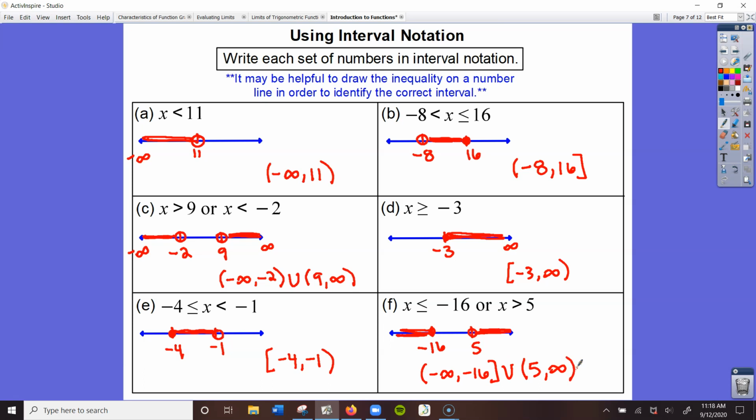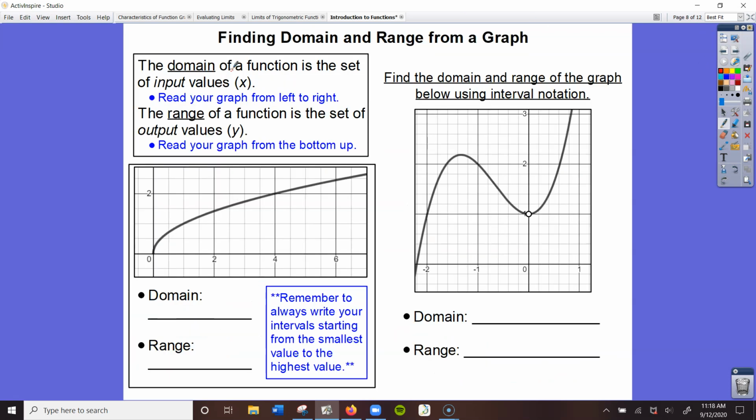Now we're going to actually take a look at some graphs. Keep in mind that the domain represents all of the x values of our function that are included. So we read our graph from left to right in order to determine the domain. The range, however, is a set of all of the y values of your graph. And we always want to write our intervals from smallest value to the greatest value. So I'm going to read my graph from the bottom up in order to determine the range.